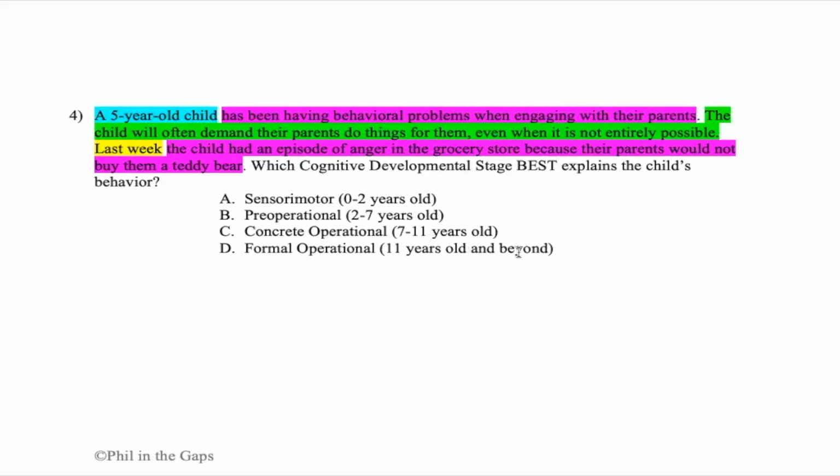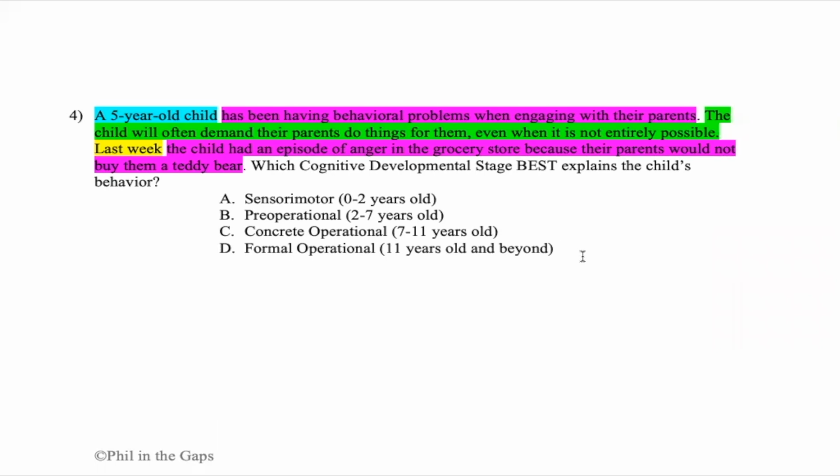Let's look back at the question to see what we're looking at in particular. Quick review. We're working with a 5-year-old child. That is our client, having behavioral problems when engaging with their parents. And that's what is going on right now. The child will often demand their parents do things for them, even when it's not entirely possible. Last week, like the time, hop on top of it because it also paints the picture of what we're looking at. The child had an episode of anger in the grocery store because their parents would not buy them a teddy bear. So keep all that in mind.